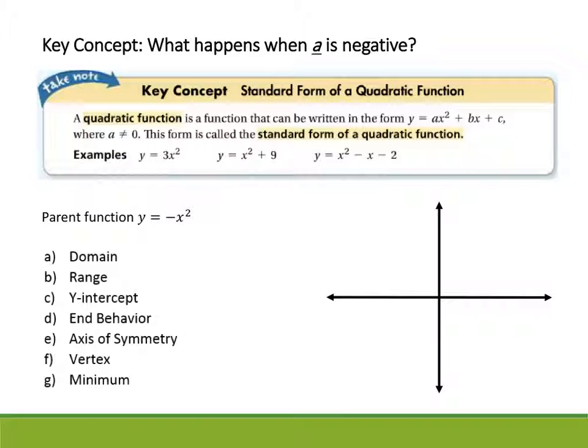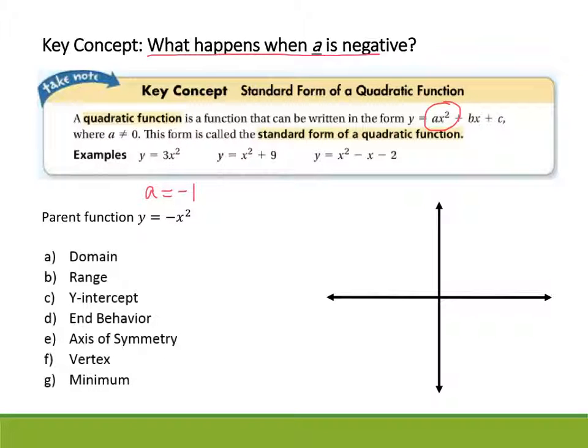Okay, so let's talk about what's going to happen when our a value is a negative. Now keep in mind that the a value is the value of the quadratic term. It's the coefficient on the quadratic term. So if you look at the first term of the quadratic function in standard form, the a value will be the coefficient of the x squared term. So in this case, my a value is equal to -1. And I'm asking you the question, what happens when a is a negative?